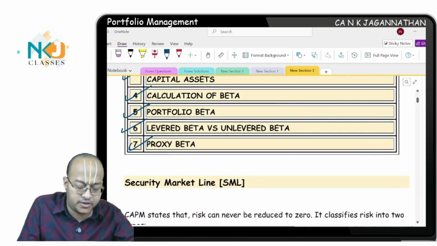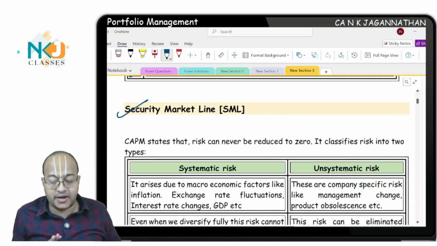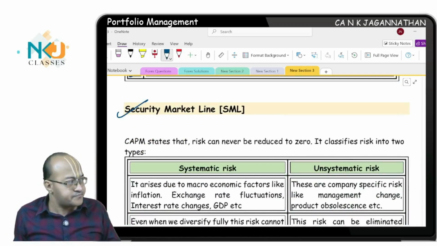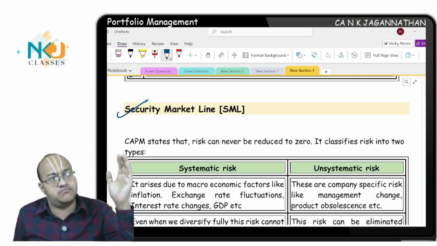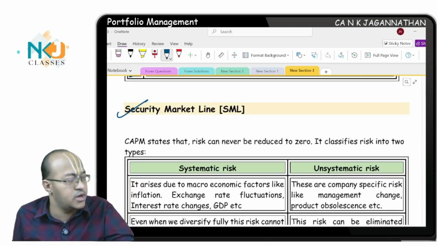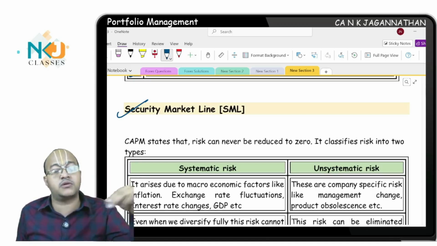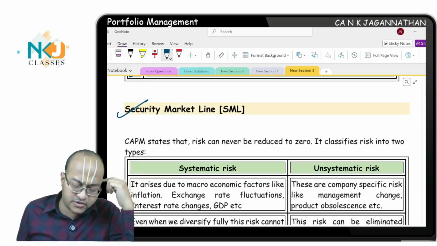See, we will start with security market line. See, what is the CAPM all about? What does it try to do? Very simple. In the entire chapter, only 2 things are relevant. One is how to measure the risk, how to quantify the risk of a security or portfolio. Then for a given level of risk, how much return I should require, how much return I should expect or ask from the security.